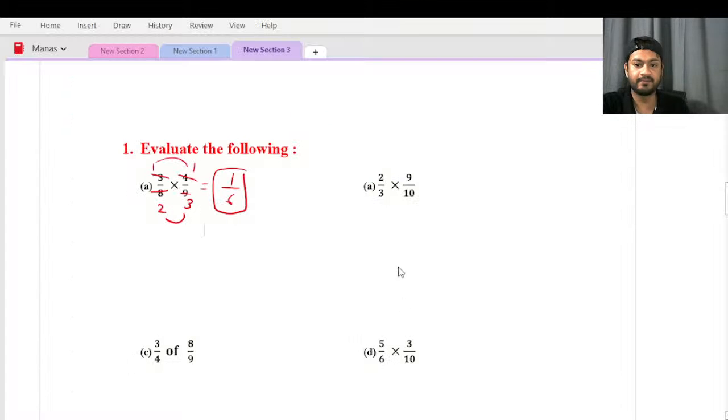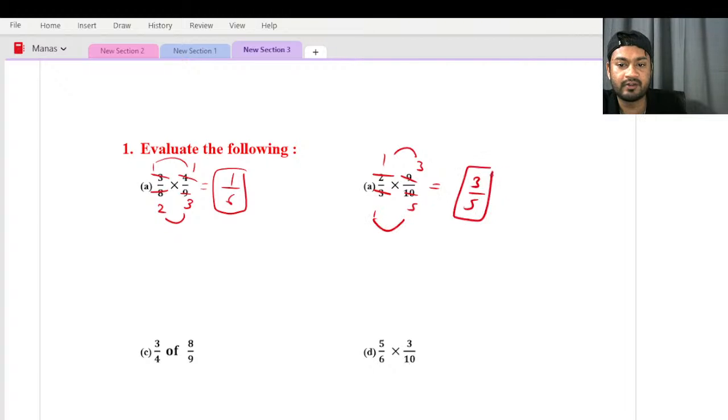So let's start another question. So it is 3 times 1 and 3 times 3 is 9. So you can cut, and 2 times 1 and 2 times 5 is 10. So 3 times 1 is 3 and 5 times 1 you can multiply. So 3 by 5 is your answer. So it's just a simple question.